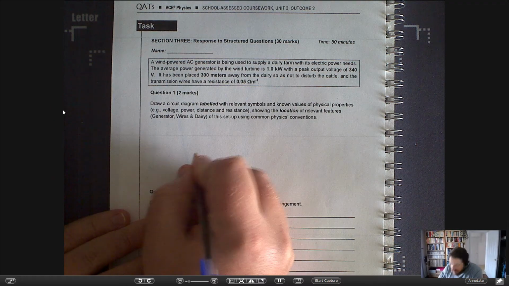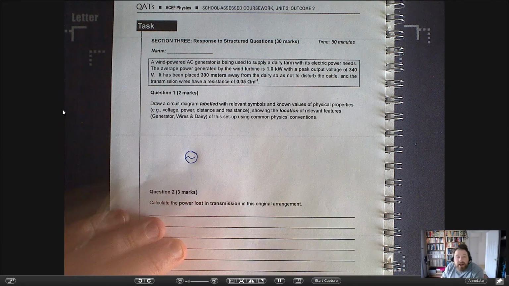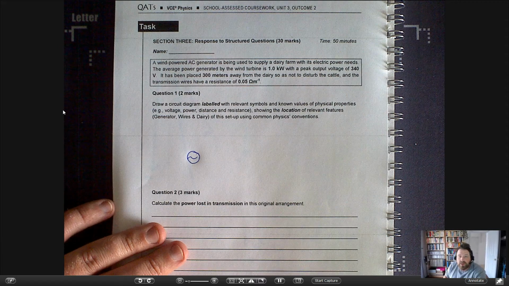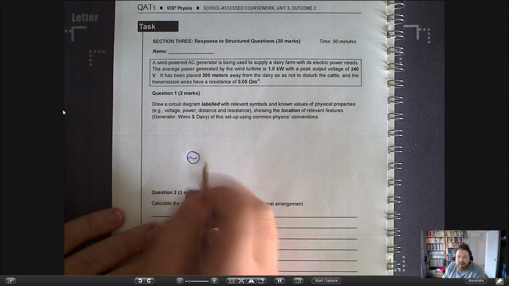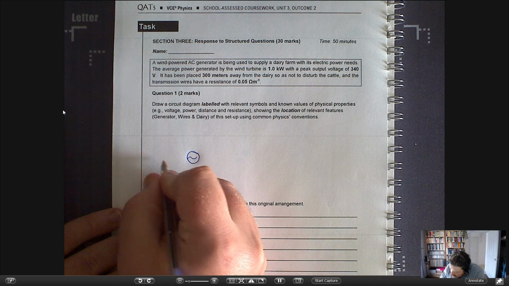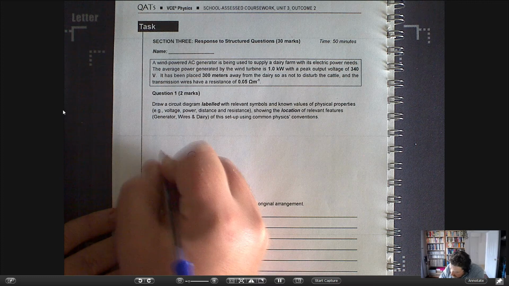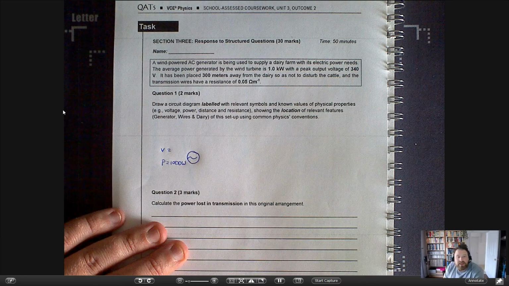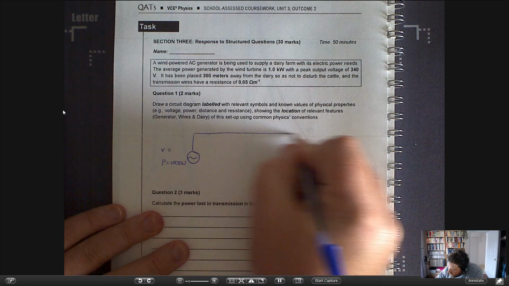So we've got an AC generator, which is putting out some unknown amount of RMS voltage, which we'll work out in a moment. We could label it with 340 volts peak, but I don't like to do that. But we do know it's putting out 1,000 watts of power at some currently unknown voltage. Okay, it's a really simple circuit.